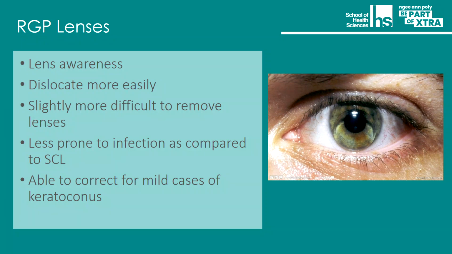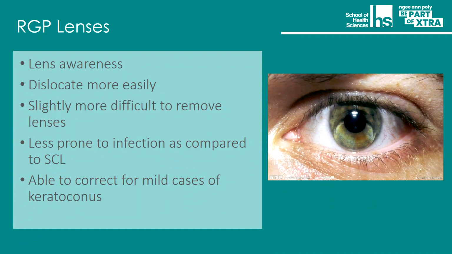So the two reasons why people mainly want to wear RGB lenses are, one, if they have a very mild form of keratoconus, and two, that they are able to wear contact lenses for longer hours with better comfort and better clarity.